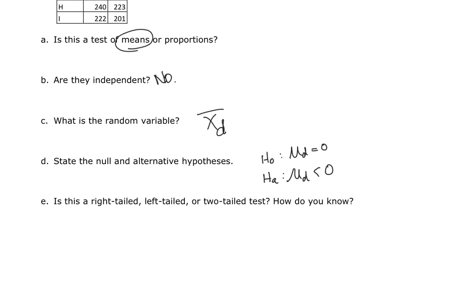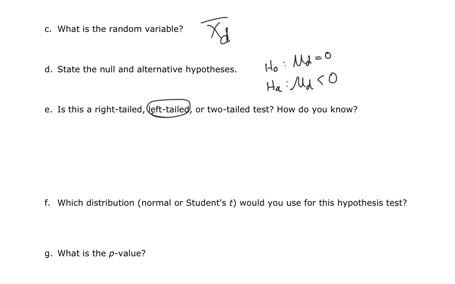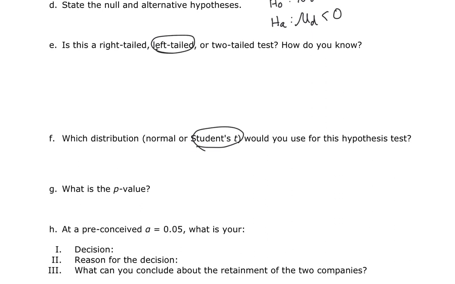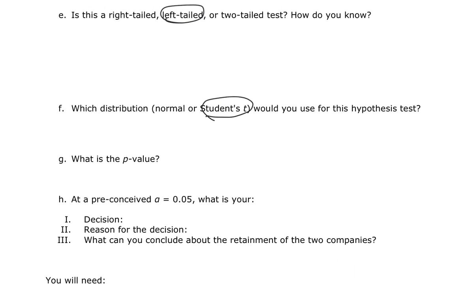So then what kind of test is this? Well, this is a left-tailed test. The distribution is a Student's t-distribution. Again, I'm going to talk about the calculator first before I give you the p-value, the critical value, the test statistic, and the decision.